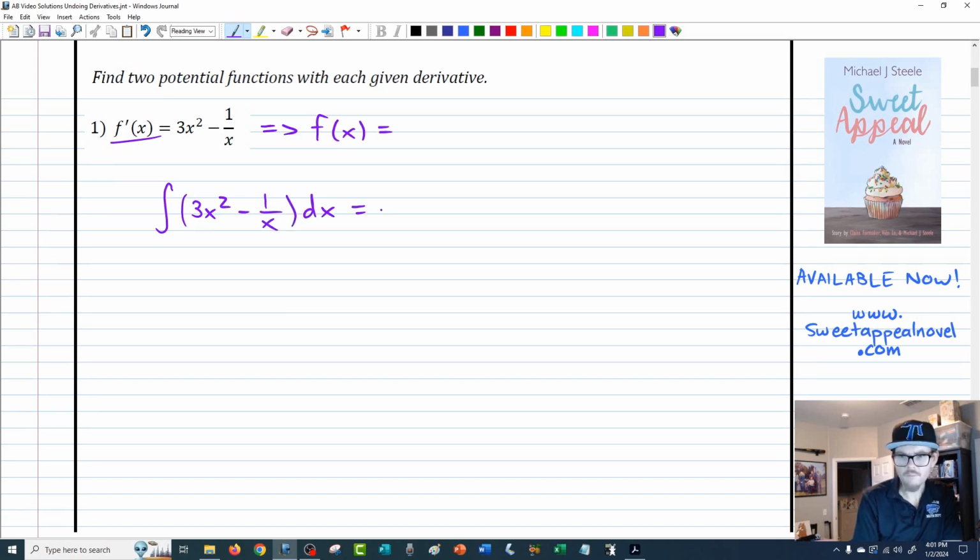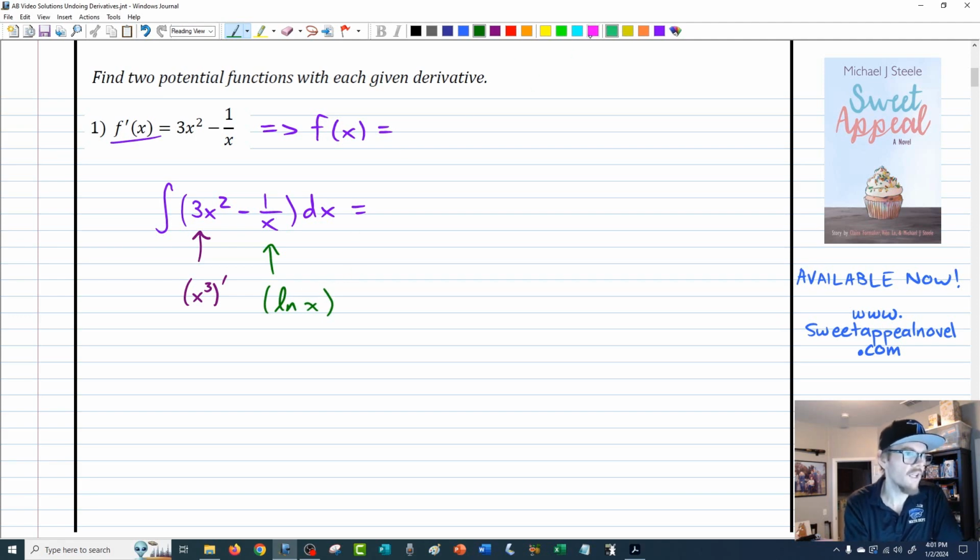These are pretty straightforward ones. I'm thinking you probably recognize 3x squared as the derivative of x cubed. In a sense, that makes sense because that was your first power rule. That was like baby's first power rule. So you probably have that one handy. And then the second one, 1 over x, is a little bit tougher, but this is the derivative of ln of x, but we're going to have to make a small adjustment.